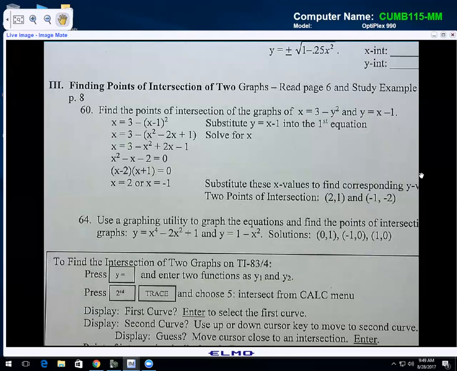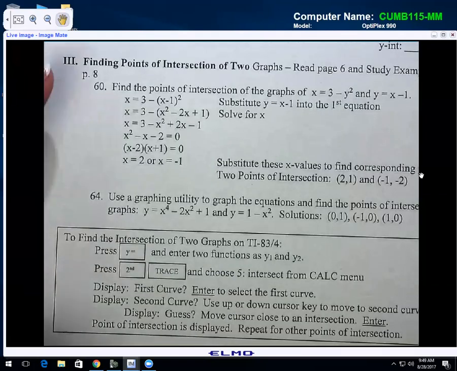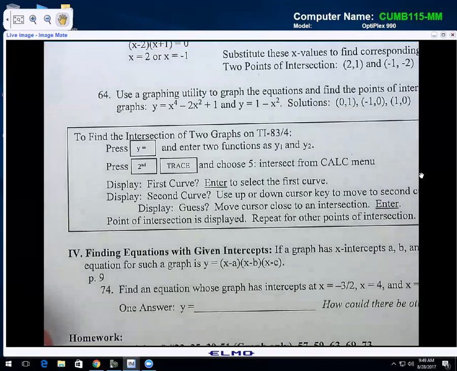This example, I told you how to punch it on the calculator. We don't have time to go through that, but you can read it if you're not sure how to find the point of intersection on a graph.